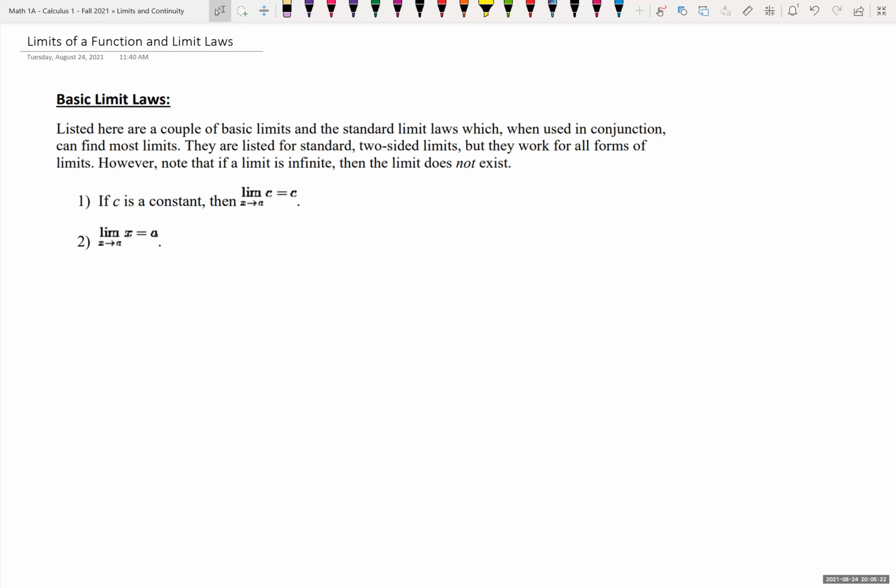So let's get started with looking at the basic limit laws. So let me pull up my page again and share that with you. Okay, so we have some basic limit laws that we're going to use to help us solve for limits algebraically. And so the first one says, if C is a constant, then if we look at the limit as x approaches some value, we'll call it A in this case, of a constant, this is equal to C.